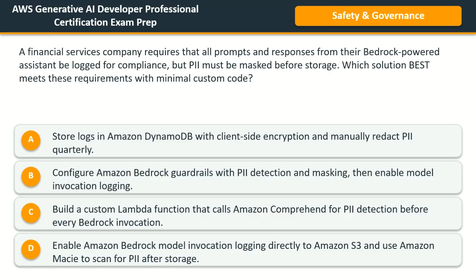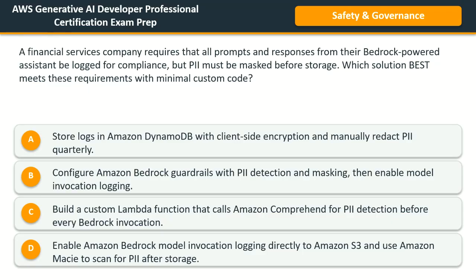A company's Bedrock-powered summarization API shows that 75% of the input tokens come from a static system prompt and few-shot examples that are identical across all requests. Which approach most effectively reduces token costs?